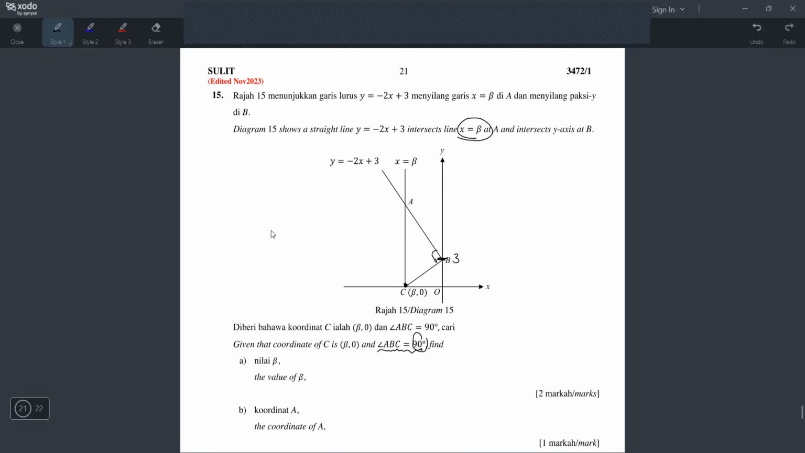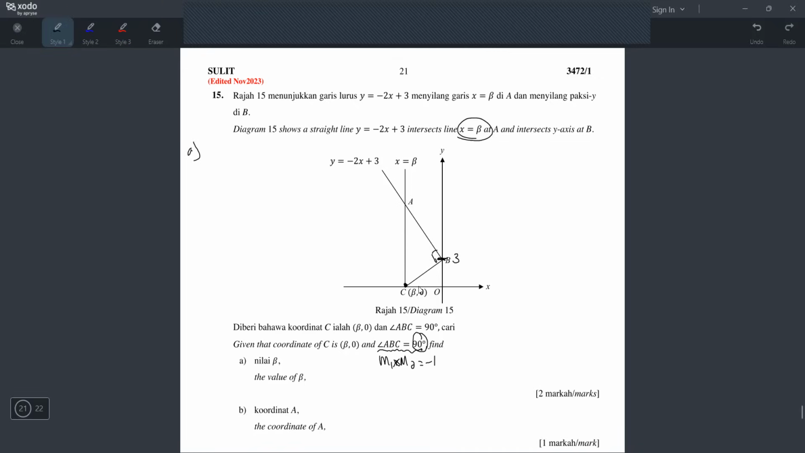The moment you see 90 degree, confirm you will have to think about this formula: m1 times m2 equals -1. Right? I mentioned this just now also. So let's do it. Find A. How to find the value of beta? Beta means find here, right? So how to find?